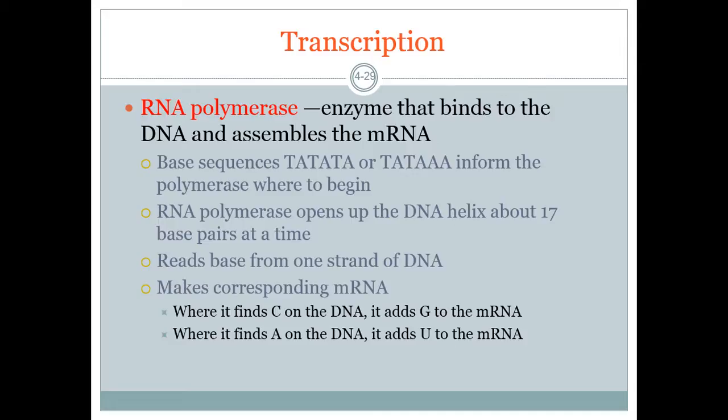Now, what happens here? We have a structure called the RNA polymerase. This is an enzyme that's going to bind to the DNA, and then it's going to assemble the mRNA. So, certain DNA sequences, such as TA, instruct the RNA polymerase where to begin.